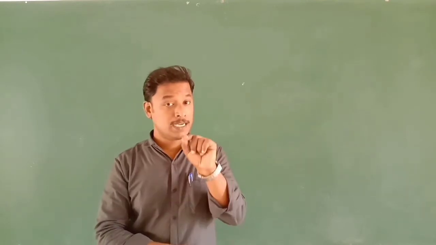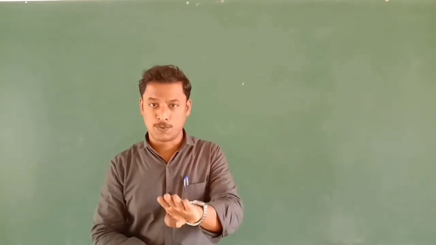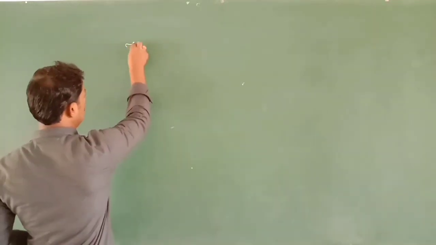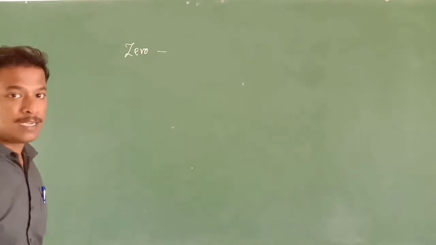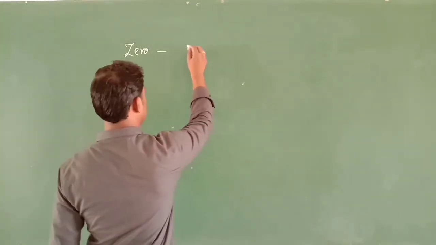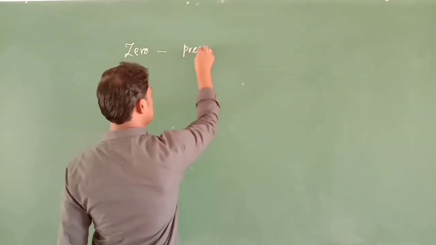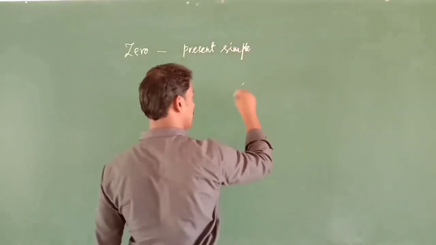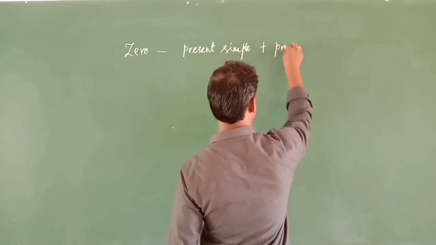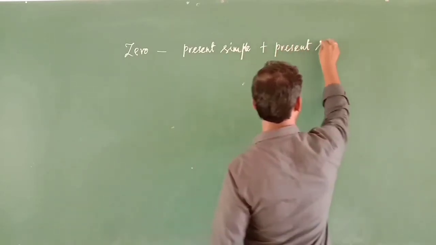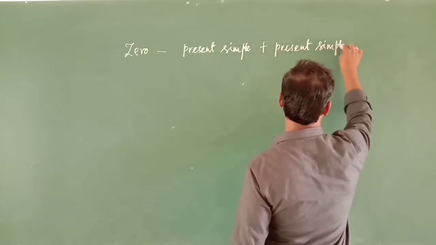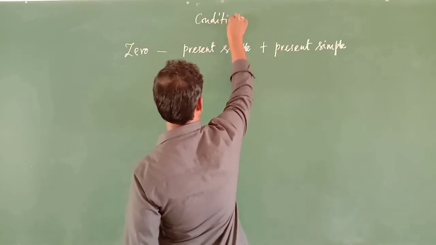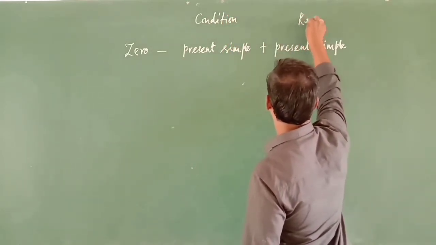Right. This conditional class can be divided into 4. The first one is zero conditional, which has the combination of present simple in the condition and the same tense form, that is present simple, in the result. Okay, this is the condition and this one is the result.